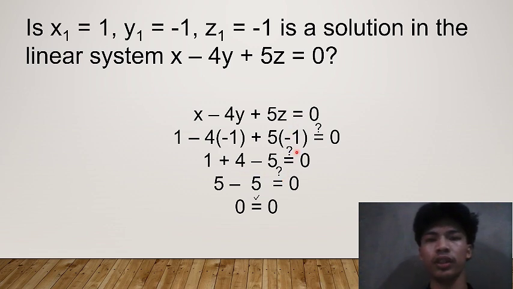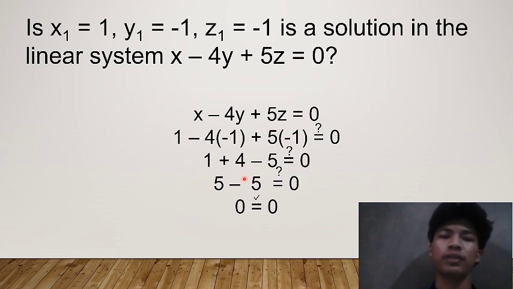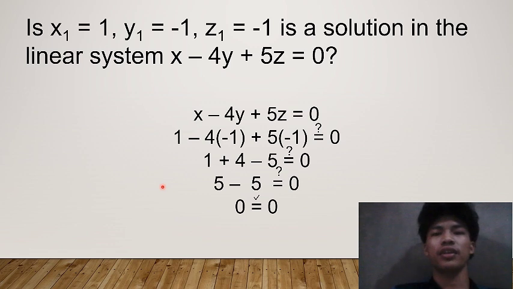So we put a question mark on top of the equal sign because we have not yet verified if this is the solution of the given equation. So 1 plus 4 is 5, and 5 minus 5 is equal to 0. So therefore, the given value is a solution to the second equation. So the given value is a solution to the two equations. So therefore, the given value is a solution to the given linear system.